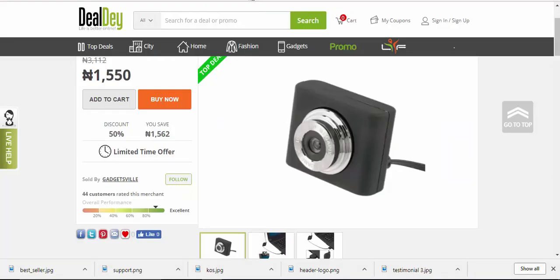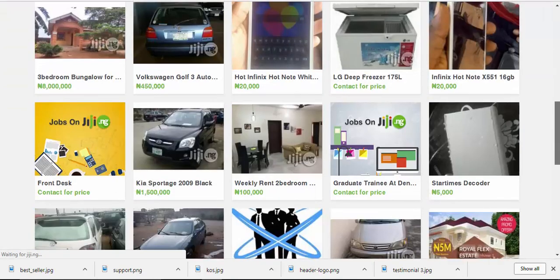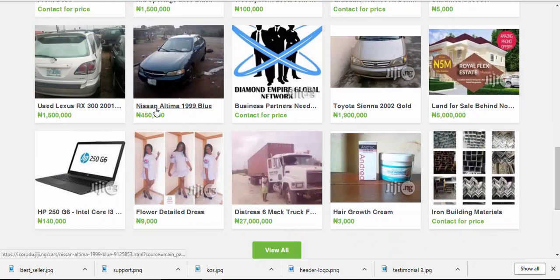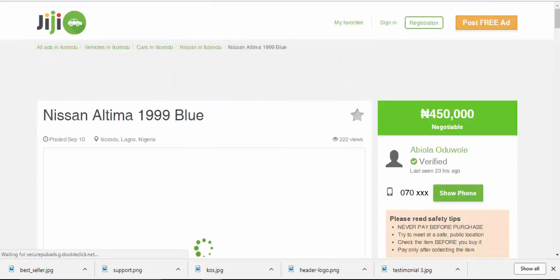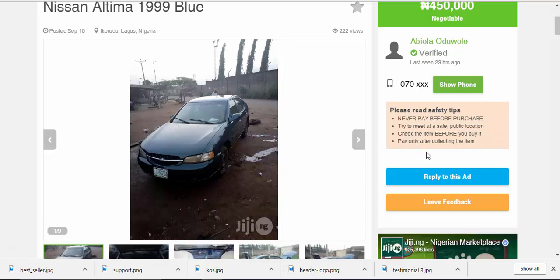That is why you see some listings on GG that clearly say do not make any monetary transaction without verifying. Let's take this for instance. This is a warning. They say, please read the safety tips. Never pay before purchase. Try to meet at a safe public location. Check the item before you buy. Pay only after collecting the items. This is a marketplace. Whatever transaction you do on this site, the risk is on you. That is why you have to be very careful when you want to sell on this site.